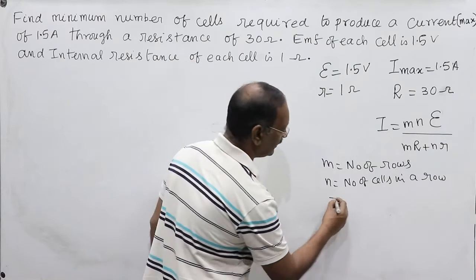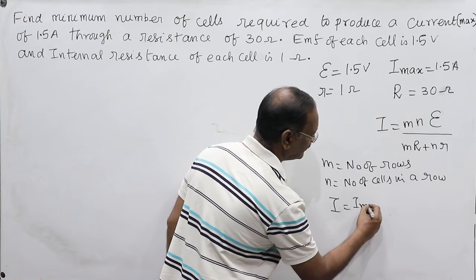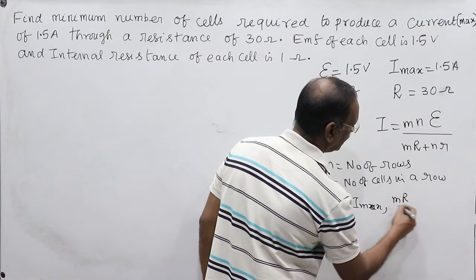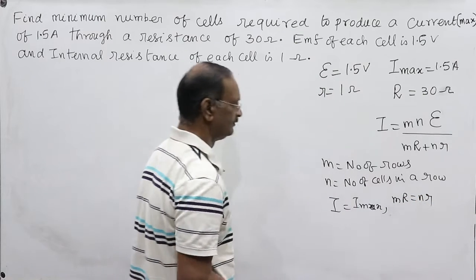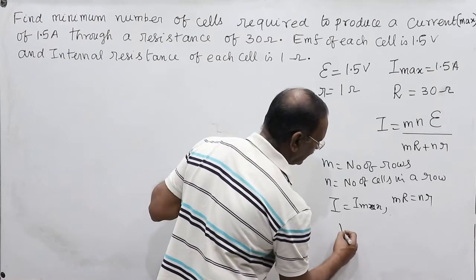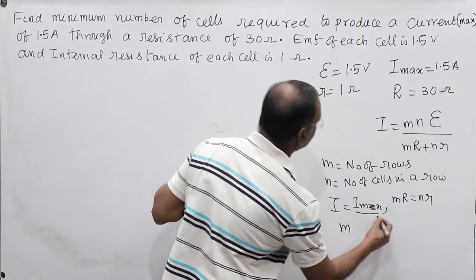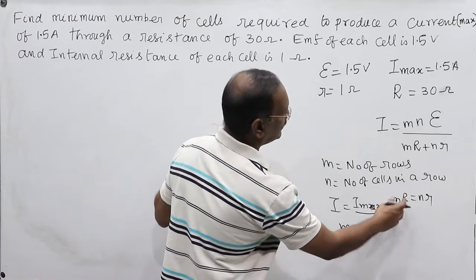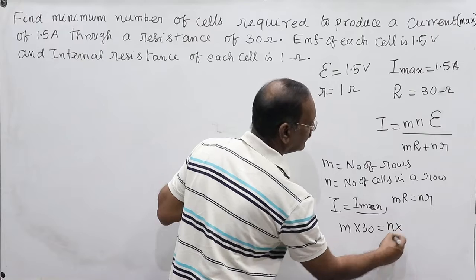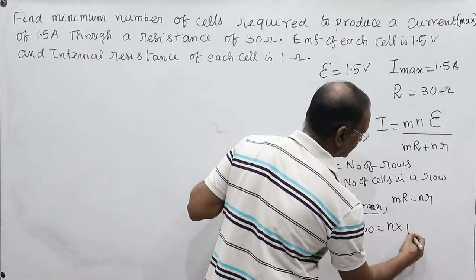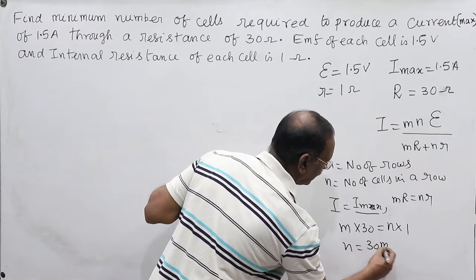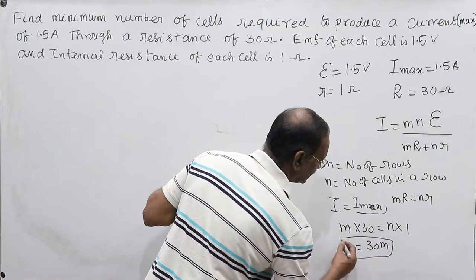For I equal to I maximum, the condition is m r equals n r. Here R is given as 30, which is equal to n times the internal resistance. That is, n is equal to 30 m.